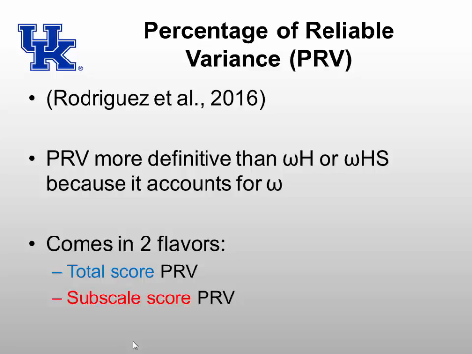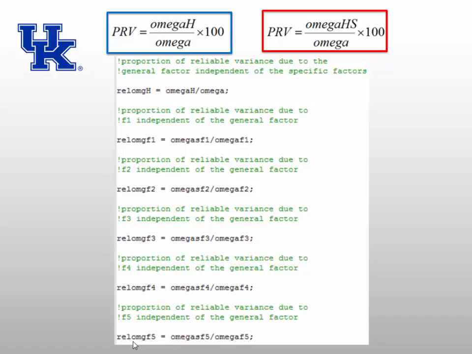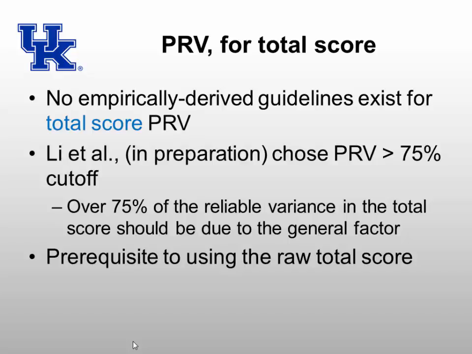We've got the percentage of reliable variance, PRV, which is a nice way to culminate these other measures. Rodriguez talks about it. It's more definitive because it takes into context that omega, those 0.8s and 0.9s we saw way earlier, comes in two flavors, one for the total score, one for the subscale score. It's real simple. For the total score, it's just omega h divided by the omega for the total score. Similar for the subscale score. We don't have time to go into it, so there are no empirically derived guidelines currently, but in a preparation paper from Dr. Tolan's lab, they chose a PRV of greater than 75% as the cutoff, meaning that over 75% of the reliable variance in that total score should be due to the general factor, right? That makes sense. So it's really a prerequisite to using that raw total score.